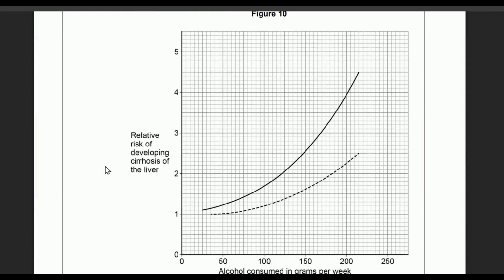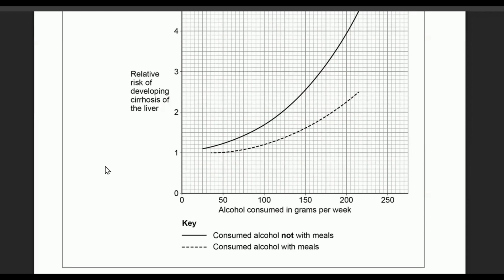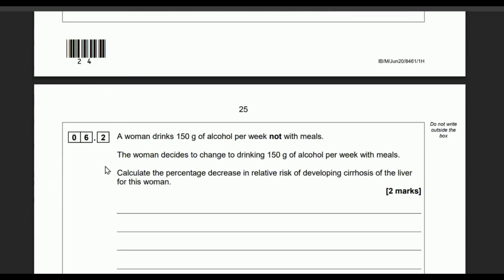So number one represents the risk of you getting liver disease, cirrhosis, even if you don't drink alcohol. You can see the people who drank alcohol without eating meals at the same time were at a greater risk. A woman drinks 150 grams of alcohol per week, not with meals. The woman decides to change to drinking 150 grams of alcohol per week with meals. Calculate the percentage decrease in the relative risk of developing cirrhosis of the liver for this woman.